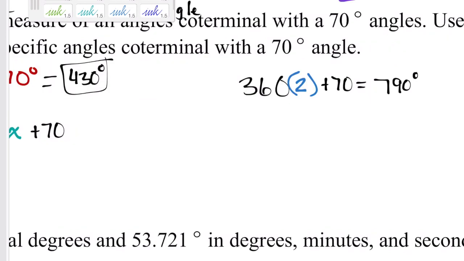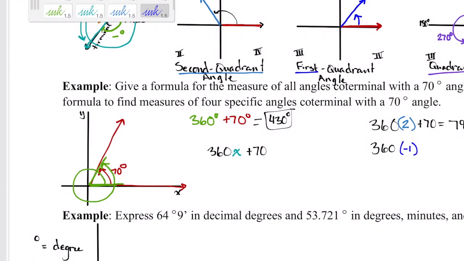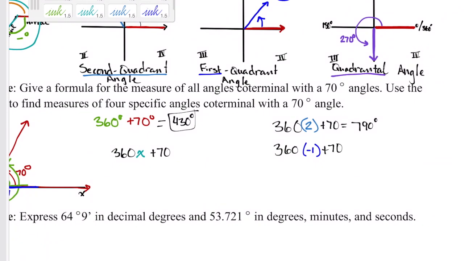I don't have to just do positives either. I could do negatives, so 360 degrees and then times -1. So instead of going around the positive direction, this means that we're starting from our origin and going around the other direction. So I still would have started here and then gone backwards to that 70. And then that would give me -290 degrees.